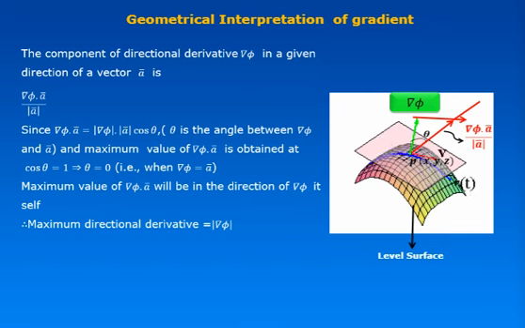Geometrical interpretation of gradient. The component of directional derivative del phi in a given direction of a vector a bar is del phi dot a bar by mod a bar. Since del phi dot a bar is equal to mod del phi into mod a bar cos theta, where theta is the angle between del phi and a bar, the maximum value of del phi dot a bar is obtained when cos theta is equal to 1, that implies theta equal to 0, that is when a bar is along del phi. The maximum value of the directional derivative will be in the direction of del phi itself. Therefore, the maximum directional derivative is equal to the modulus of del phi.